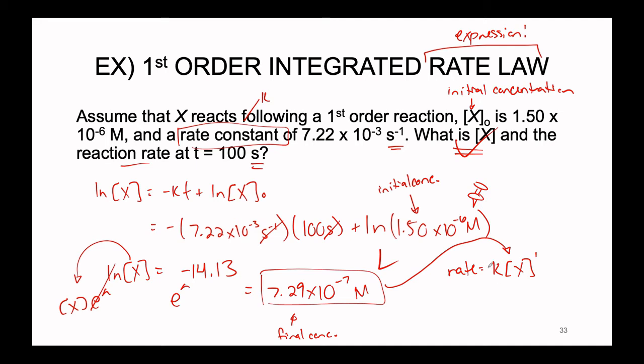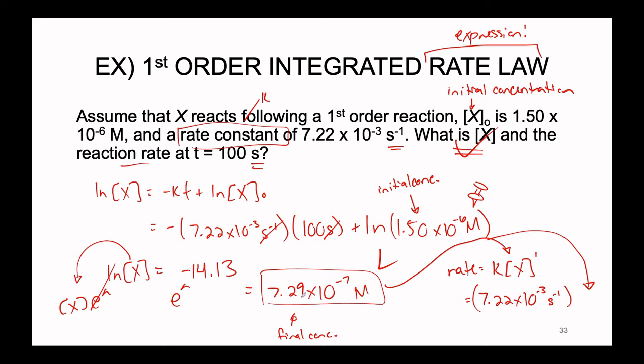This means that now we can use our rate law expression to find not only the rate initially as the reaction begins, but the rate at any point in time, so long as we have used our first order integrated rate law. So our rate is going to be equal to our k, 7.22 times 10 to the negative third inverse seconds. And this is going to be multiplied by the X that we just found, which now, I'm running out of space, so I'm just going to draw an arrow like so.